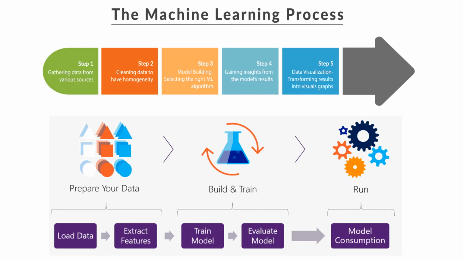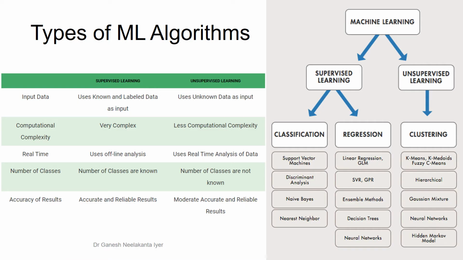A quick recap on the machine learning process. On a high level, these are the 5 steps, which include gathering data from various sources, cleaning data to have homogeneity, model building, selecting the right ML algorithm, gaining insights from the model's results, and data visualization. There are different types of machine learning algorithms: supervised learning and unsupervised learning. Classification and regression are two parts of supervised learning, whereas clustering is an unsupervised learning technique.